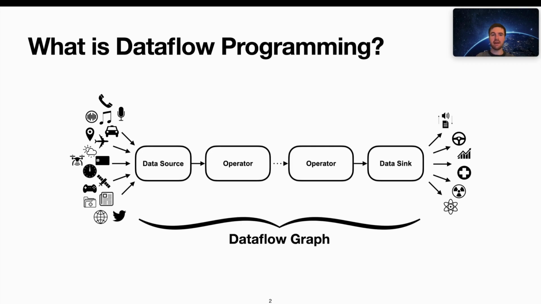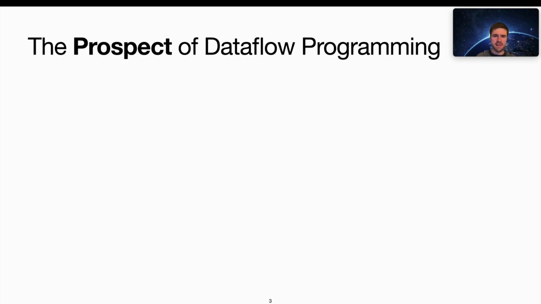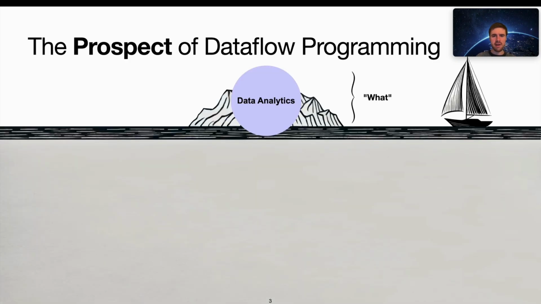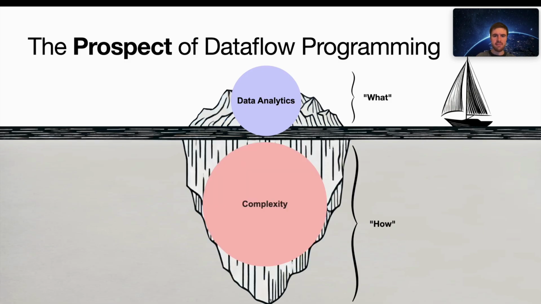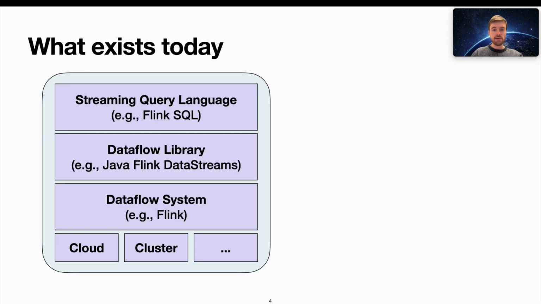So what is data flow programming? It is a programming model where you formulate your application as a data flow graph that continuously processes incoming data. And the prospect of this model is that as long as you can express your application as a data flow graph, an underlying system can take care of the complexity of how you run this graph by, for example, managing fault tolerance and scalability.